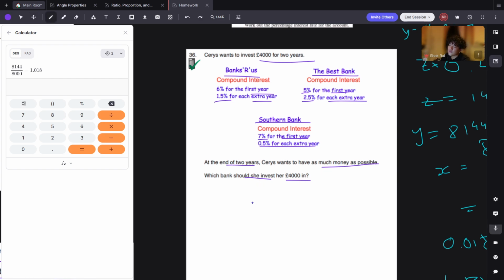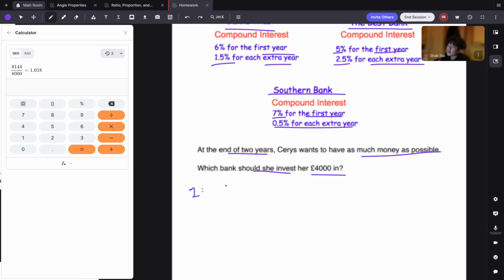Well, if she's only investing for 2 years, let's see then. So Banks R Us, number one. The first year, what happens to the 4,000? Because it increases by 6%, we multiply this by 1.06, which is the same as increasing by 6%. And then every extra year gets multiplied by 1.015, and there's only 1 year, so it's just 1.015. And I'll do all the calculations later.